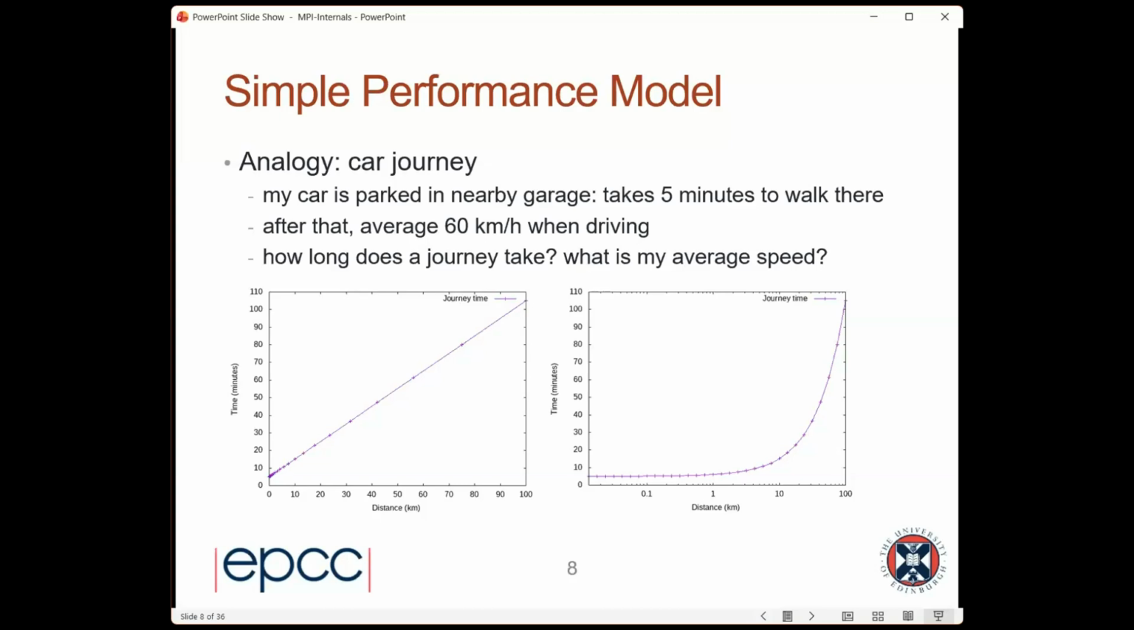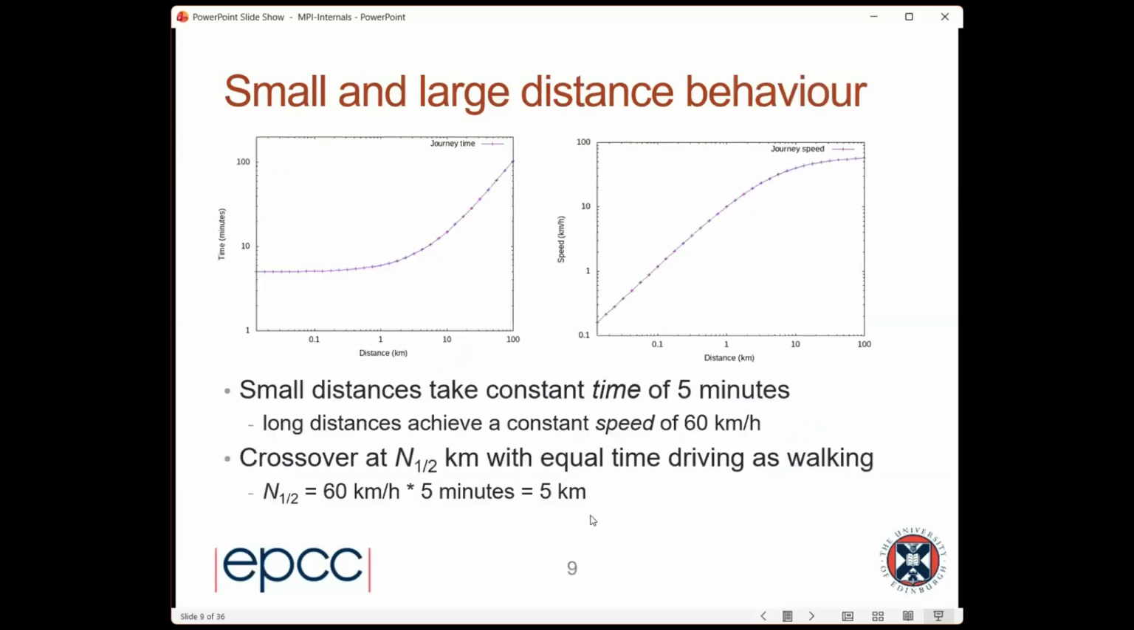What is my average speed? Clearly, the time taken for a journey in minutes against the distance in kilometers always takes 5 minutes, regardless of the distance, but then increases linearly because I'm driving at a constant speed. To go twice the distance takes twice the time. I can also plot that on a log plot, and it looks like this. It's the same plot, but on a log plot. So that's the time. How does my time vary with distance? But you see that you have small and large distance behavior.